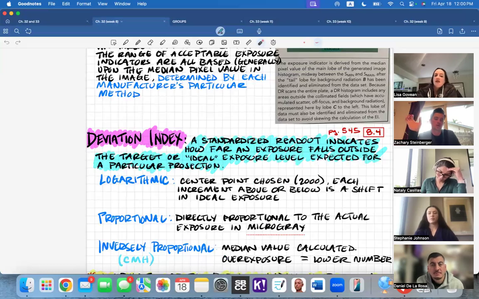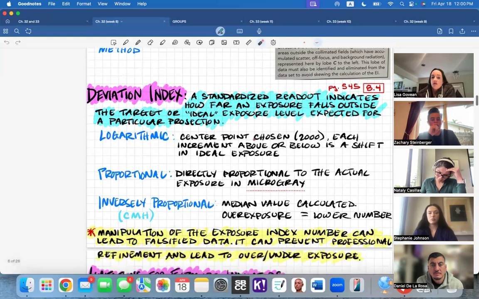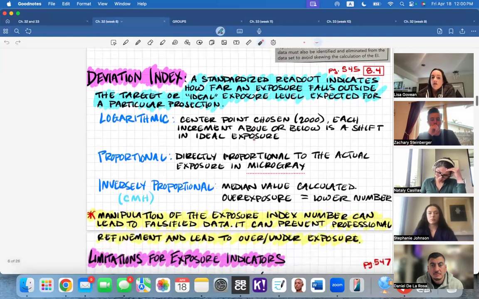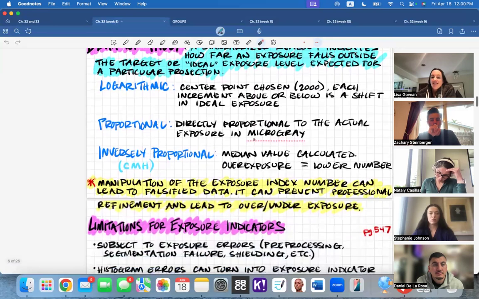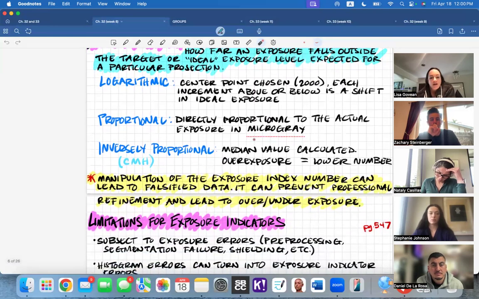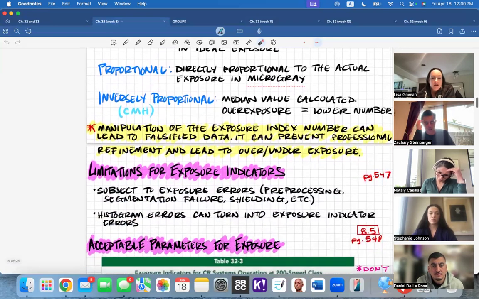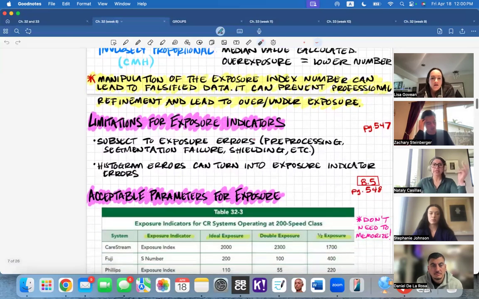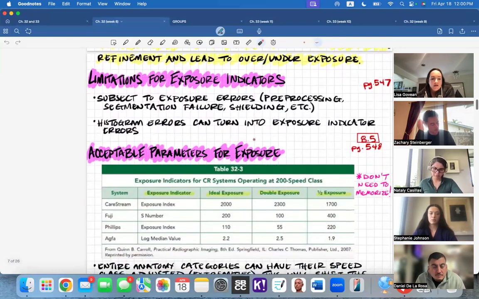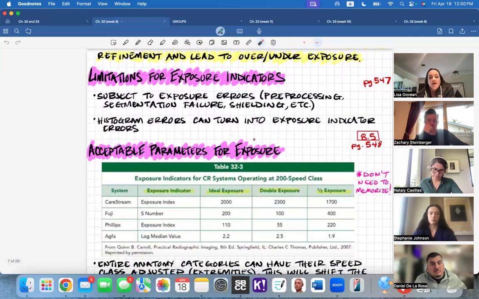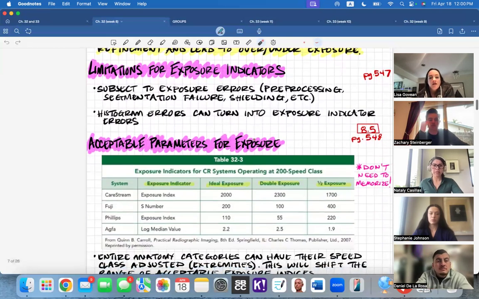Is that the deviation index? No. All these things feel confusing to me. So your exposure indicator is just your S number. And then you have your ideal exposure 200, double, and then half your exposure.